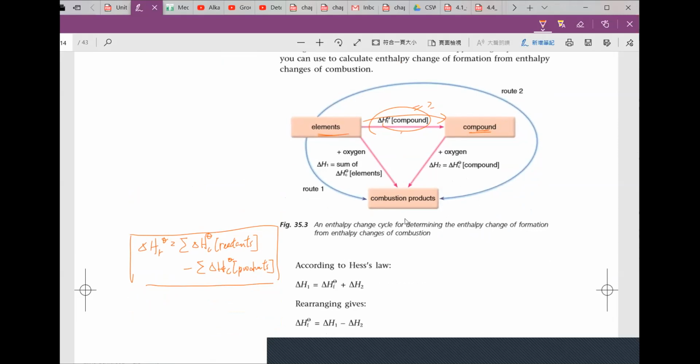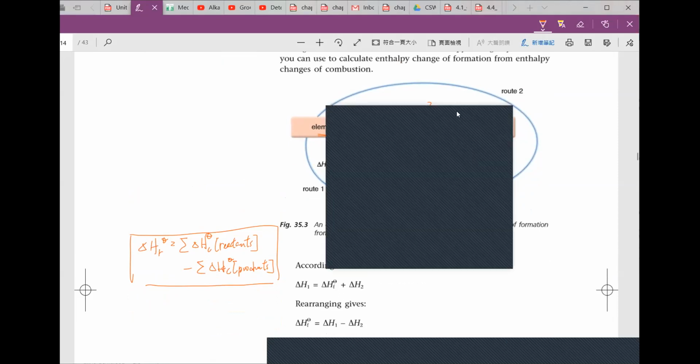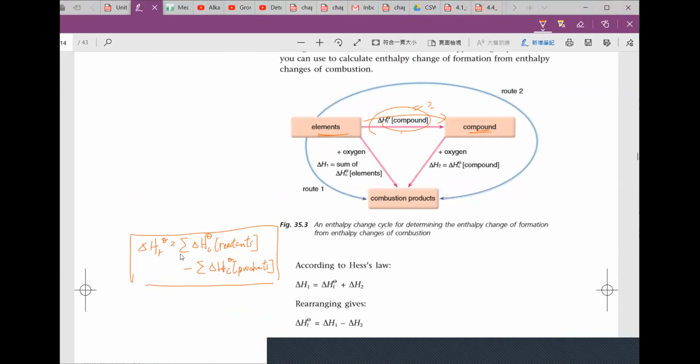It's one of the routes. So what you're going to do is to find the delta H of combustion data indirectly to get to know these reactions. Okay, so you get the point. This is very similar to question 19 in your chapter exercise.